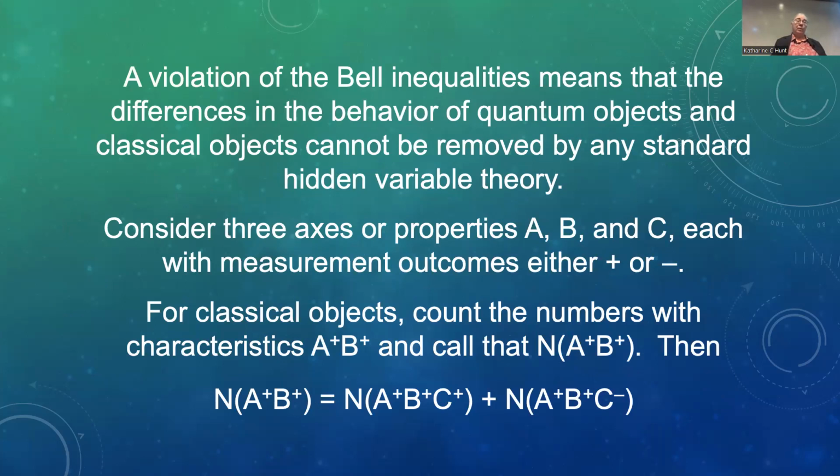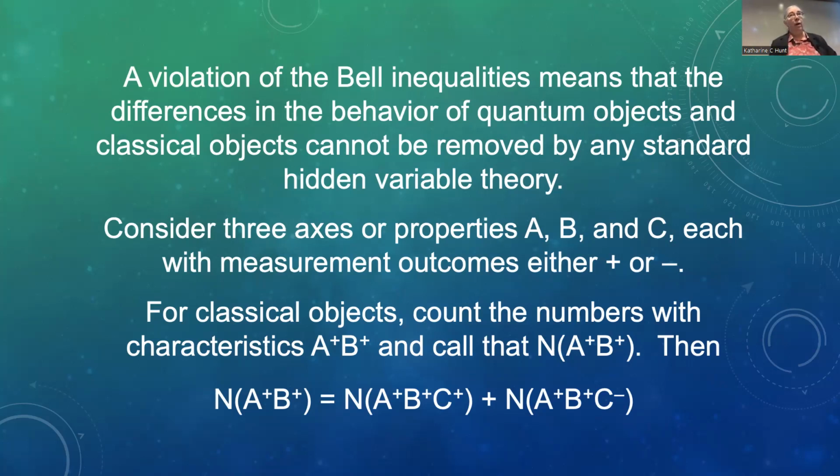So I wanted to present one of the approaches to the Bell inequalities, suggested by John Polkinghorne at the University of Cambridge. I had the great pleasure when I was a grad student in Cambridge of attending Polkinghorne's lectures in quantum field theory. This case is much simpler than that. We're just thinking about three measurement axes or three properties, A, B, C, and the outcome of measurement on each one has one of two possibilities that we designate by plus or minus. If we have classical objects, then they can possess values that are definite for each of the properties A, B, and C simultaneously. So we can count the numbers that have the characteristics A plus B plus and label that as N(A+B+).